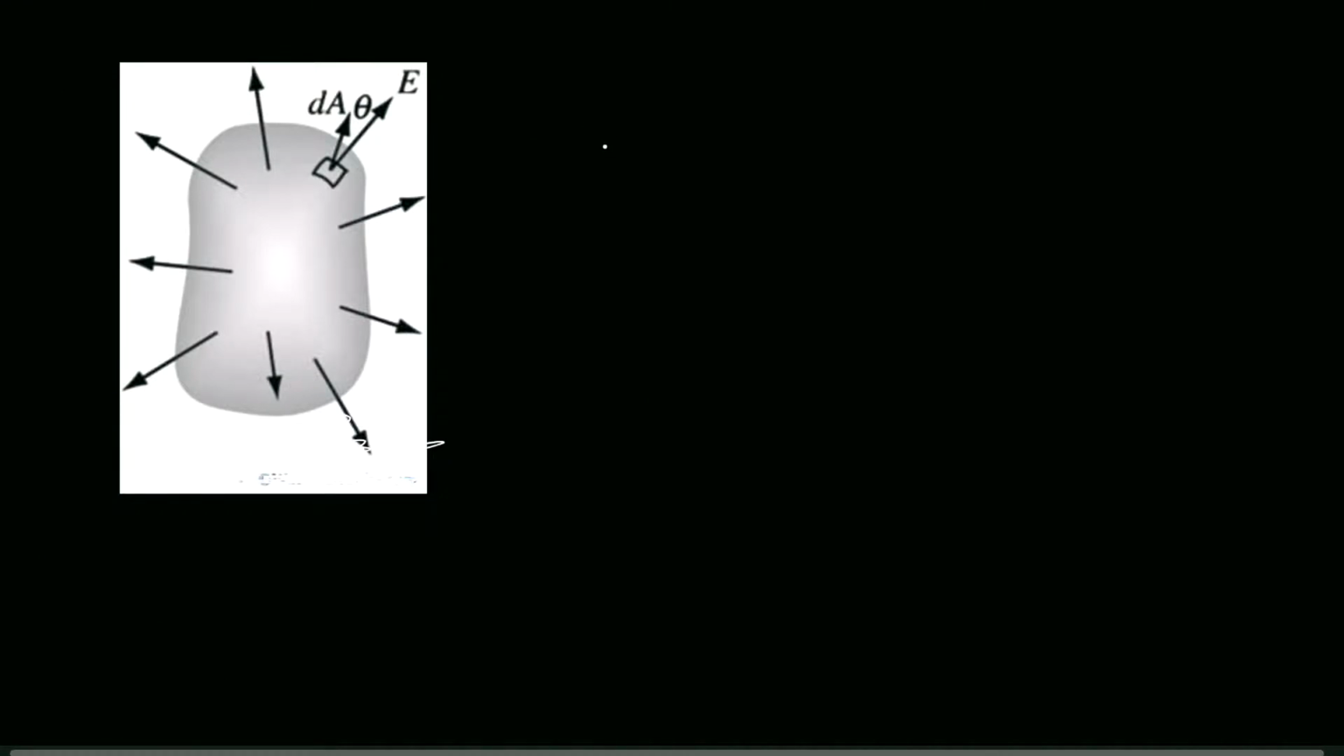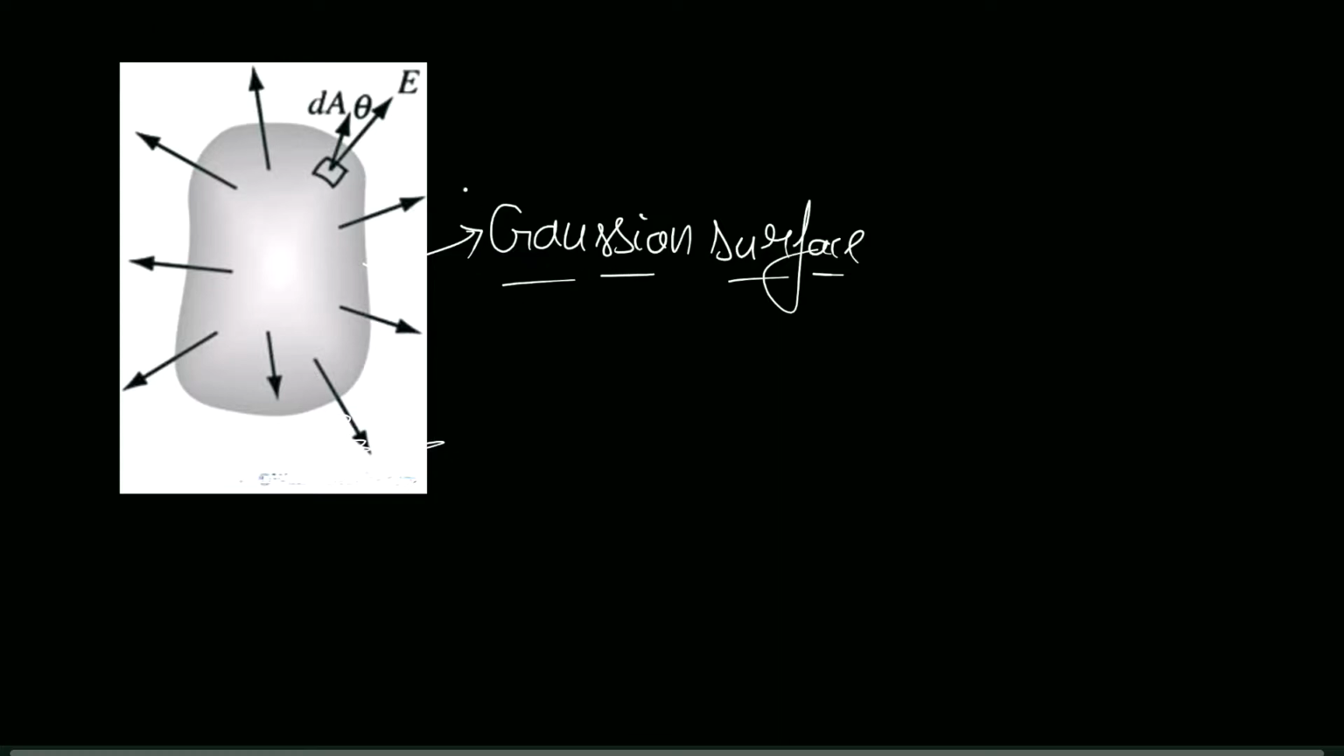Explaining the Gauss theorem, let me consider that this is some charge distribution, and we have taken the sum of the charge inside this surface. This dark gray surface is nothing but the Gaussian surface, the imaginary surface that we have assumed. The Gaussian surface might be of any shape, depending upon the charge configuration we are taking. And this is the dA element direction.